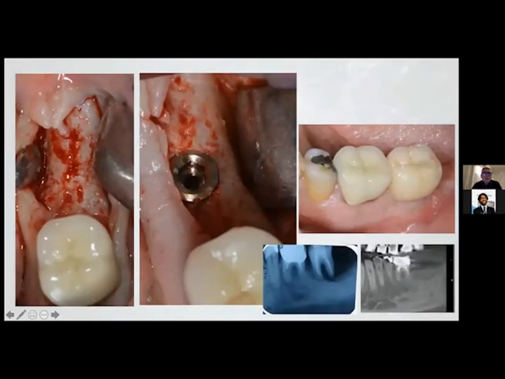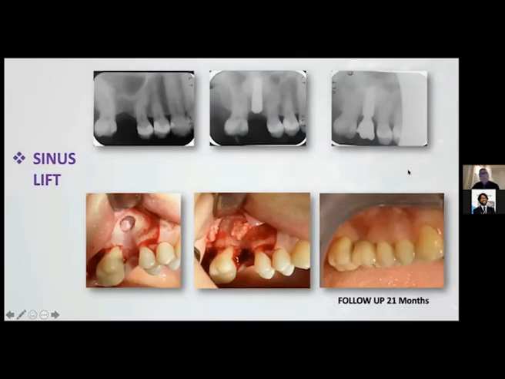And when we open the flap, this is the tissue. It's possible to observe the difference between before and after. This is all new tissue, and we can insert a big implant, 5 millimeters of diameter, and we have a new prosthesis. And this is a sinus lift to understand what happened in the sinus.